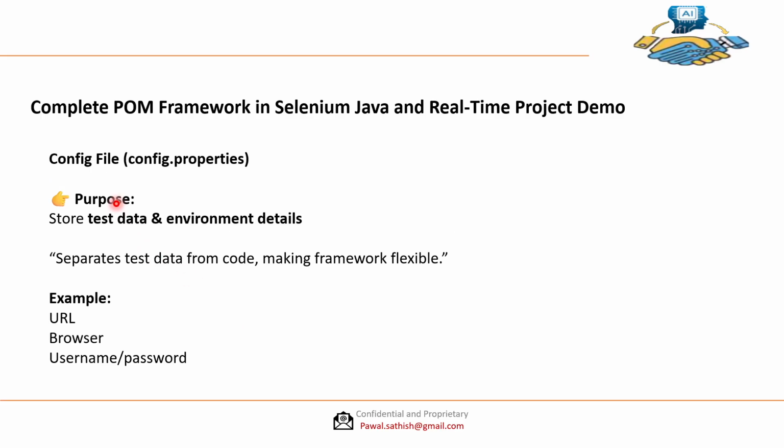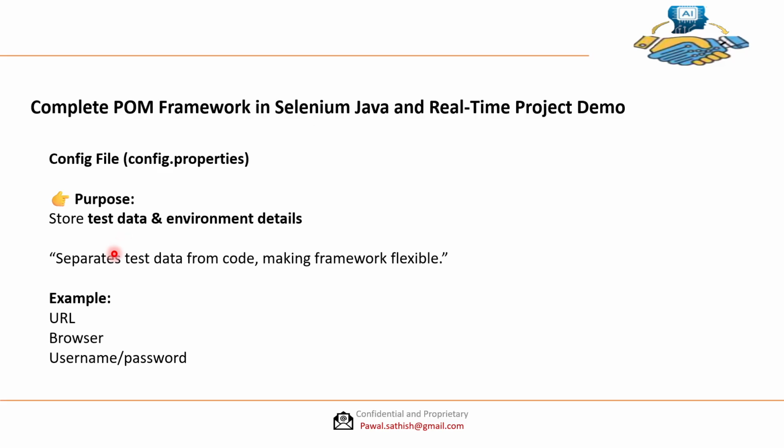Then the next component is the config file, config.properties. It stores the test data and the environment details. When we are developing a framework, we may need to execute the same test case on different environments, like the QA environment, dev environment, UAT environment, PT environment, and also the production environment. In that case, we need to keep all the variables in a separate environment variable file, and fetch the values from it. You can save them either in a .properties file or an XML file.